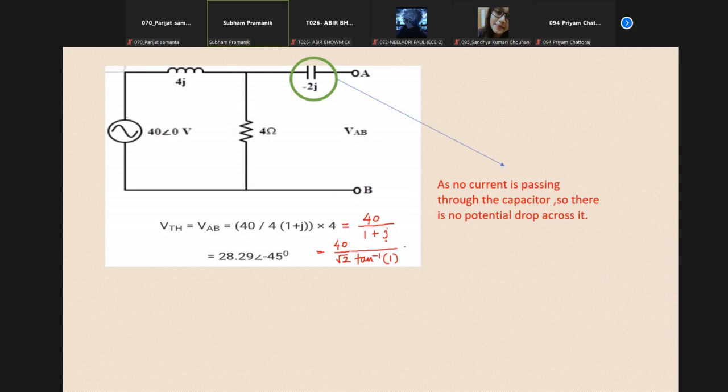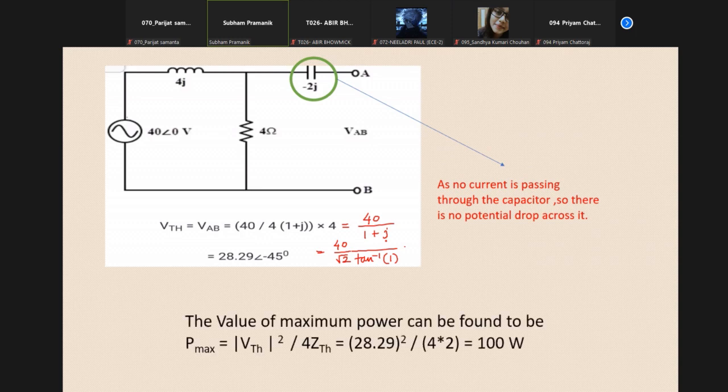Forget that, as I mentioned. Forget angle. You can simply keep it as theta or theta 1, whatever. We just need the modulus part. 28.29, if you do that calculation, 40 divided by root over 2, you will get that. So that value is what we need. So the value of maximum power can be found like this: mod VTH square divided by 4 RL. 28.29 square divided by this. Final answer is 100 watt. You may verify that.